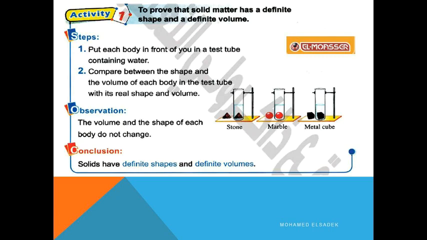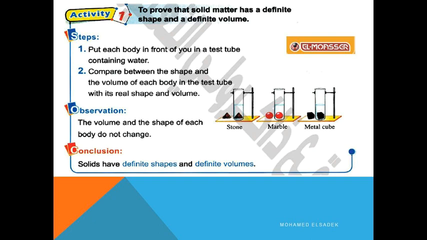Activity number 1. What is the objective of this activity? إيه الهدف من الأكتيفيتي ده؟ To show that solid matter has a definite shape and a definite volume. علشان اثبت لحضرتك ان الماده الصلبه لها شكل ثابت وحجم ثابت. Step number 1. Put each body in front of you in a test tube containing water. يعني ايه؟ هتحط كل جسم من الاجسام دي في تيست تيوب في انبوبه اختبار تحتوي على مياه. Number 2. Compare between the shape and the volume of each body before and after putting it in the test tube. حضرتك هتقارن ما بين شكل وحجم كل جسم منهم قبل وبعد ما حطيناه في الميه.